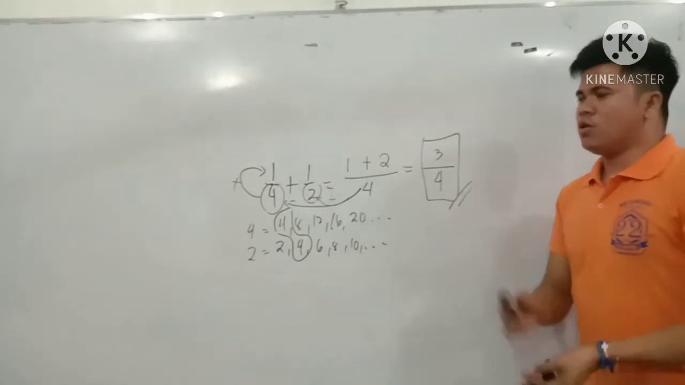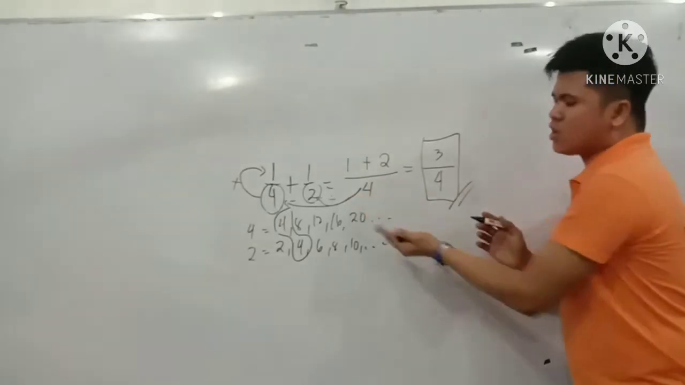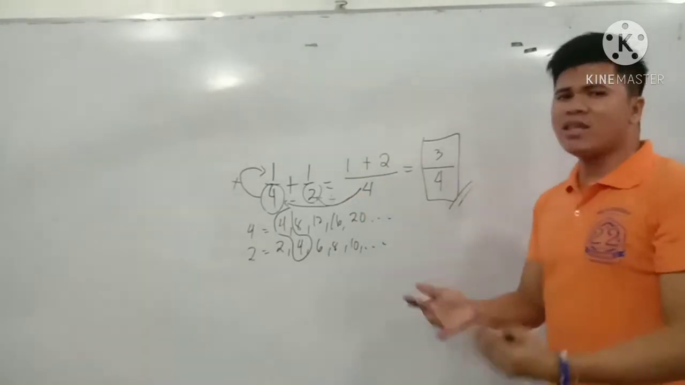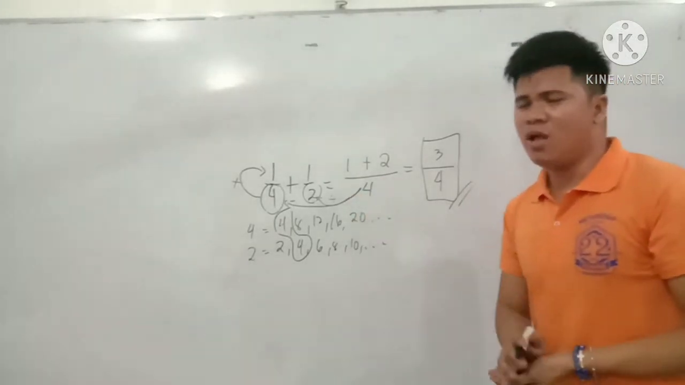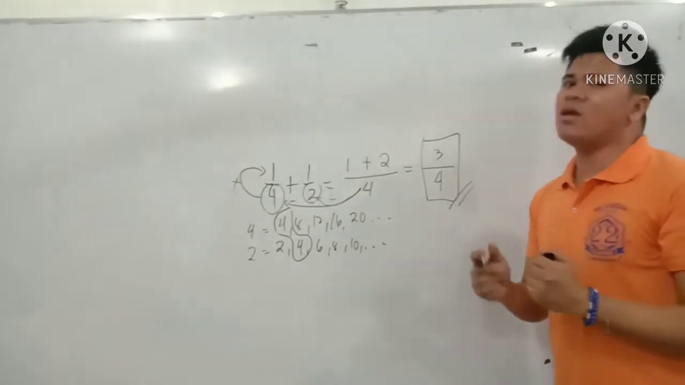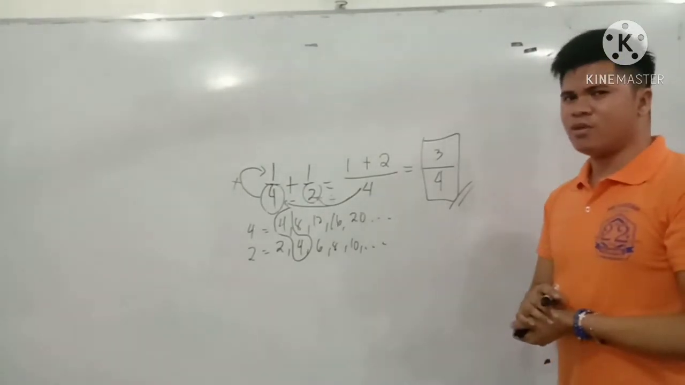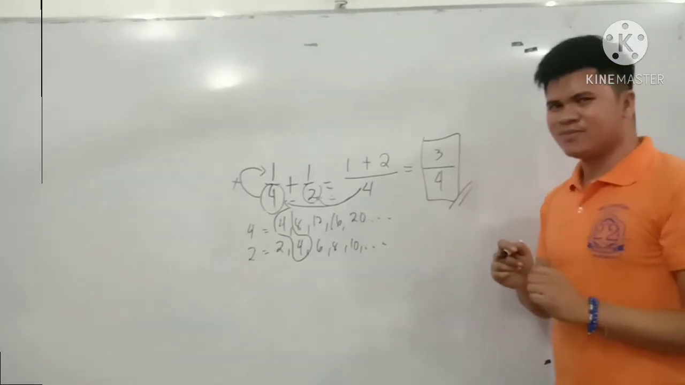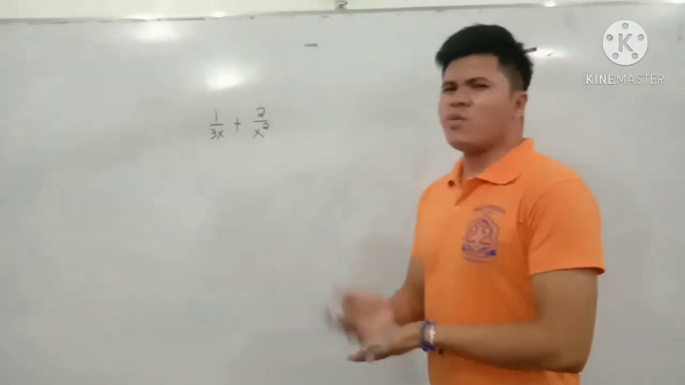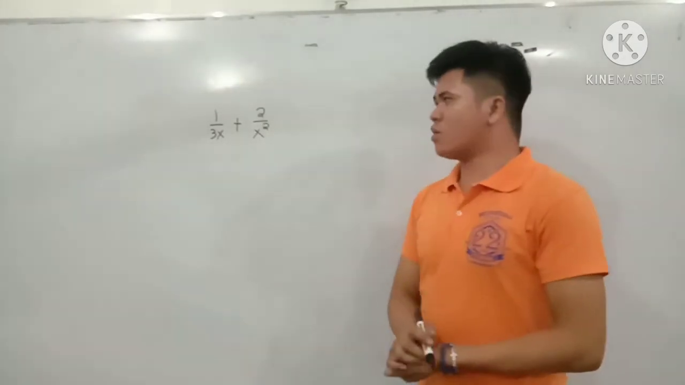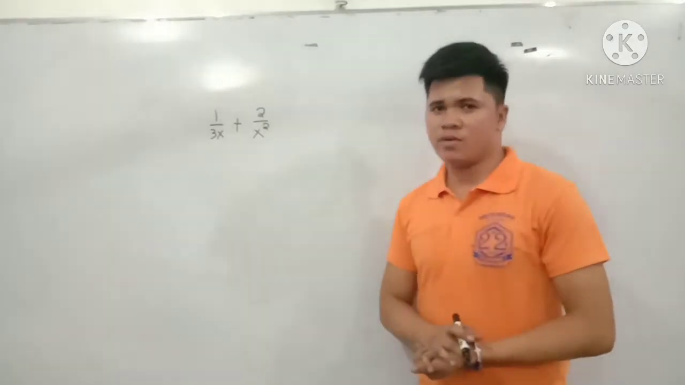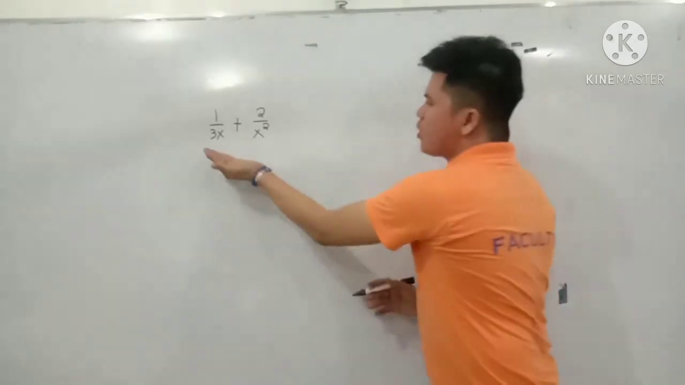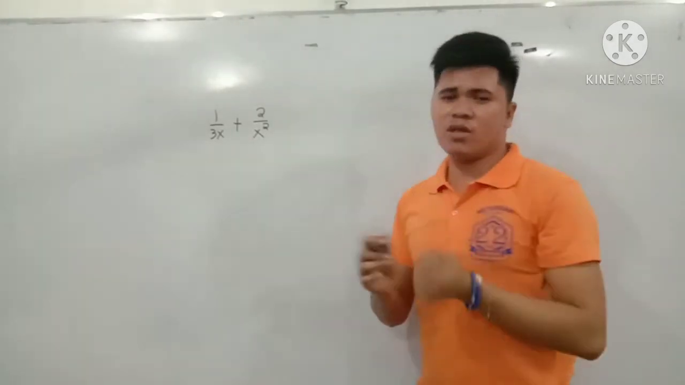3/4. So this process is the same as the process in adding or subtracting rational expressions with different denominators. Without further ado, let's study this given example. Let's say we have 1/3x plus 2/x squared. Now, if you observe, our denominators are not the same.